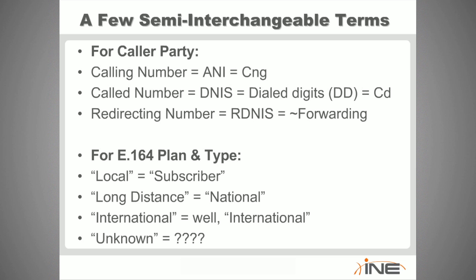The important ones I want you to remember are for type, where local calls equal subscriber. Long distance calls equal the term national, and international equals international. Unknown equals a bunch of question marks. It's just that, it's unknown. We don't know where the call came from. For some reason, the information was not included. And what do we want to do with that? We'll take a look.